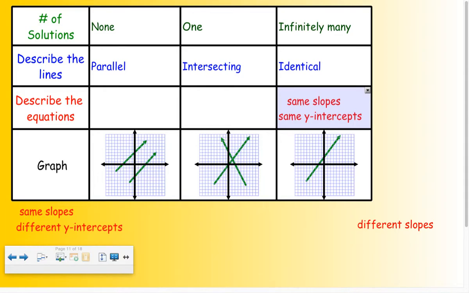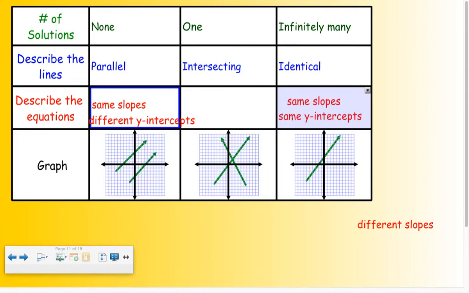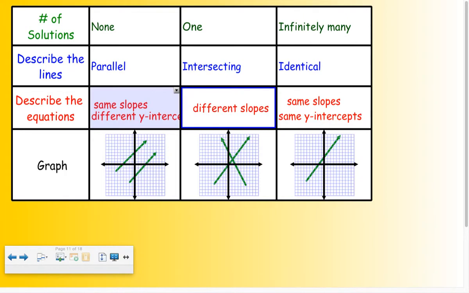Parallel lines have to have the same slope because parallel slopes stay the same, but they also have to have different y-intercepts because it's two different lines. Lines that intersect have to have different slopes.